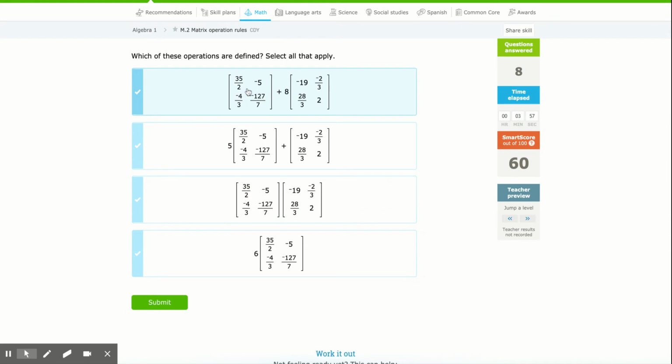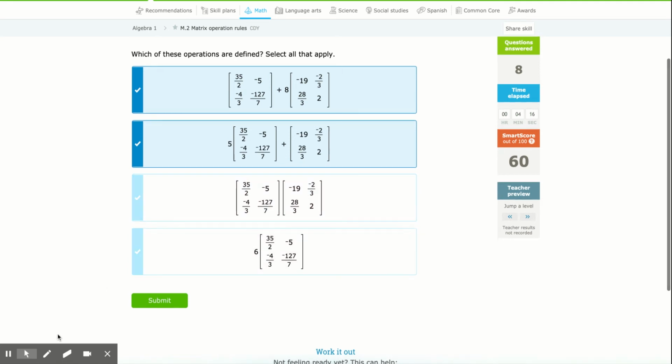Again, now here, don't worry about all the little fractions. Just say, okay, I have a 2 by 2, I have a 2 by 2, and I'm adding them. Multiplying by the scalar doesn't change this 2 by 2, so that one's absolutely defined. Again, I'm adding a 2 by 2 to a 2 by 2, that's fine. I'm multiplying a 2 by 2 by a 2 by 2.